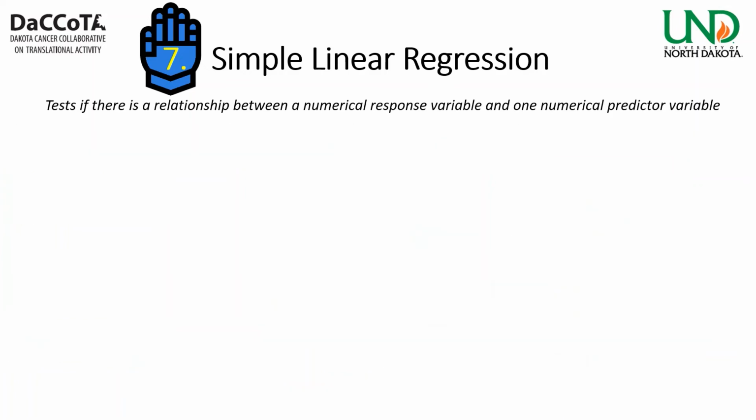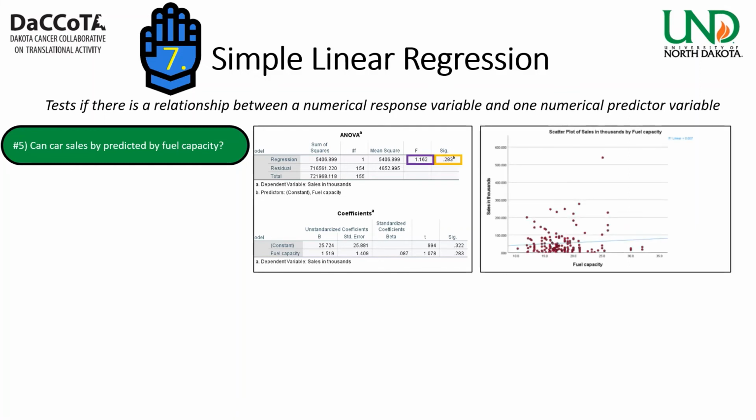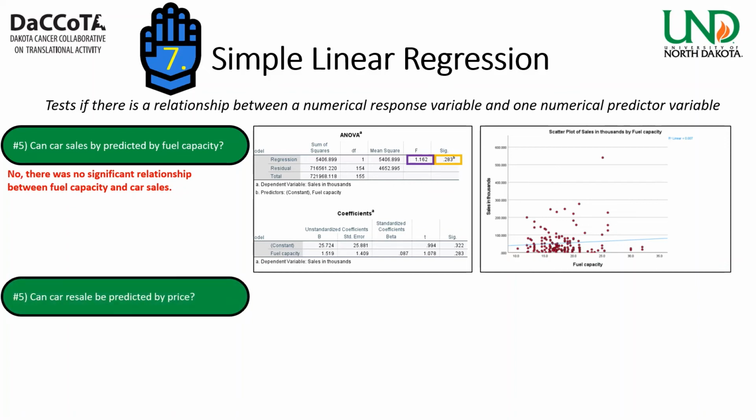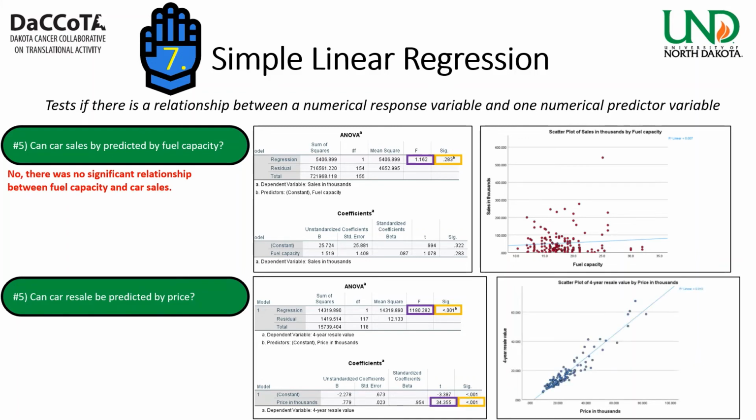Okay, moving on with car sales by fuel capacity, and this time the model is not significant. I'm going to plot it anyways, but there's no significant relationship between fuel capacity and car sales. People don't buy cars based on fuel capacity. There's not really a clear link at all. But then let's look at car resale value. Can that be predicted by price? And that is a huge F value, very significant. And yes, indeed, there is a very strong relationship. The more expensive your car was to begin with, the more expensive the resale price will be.